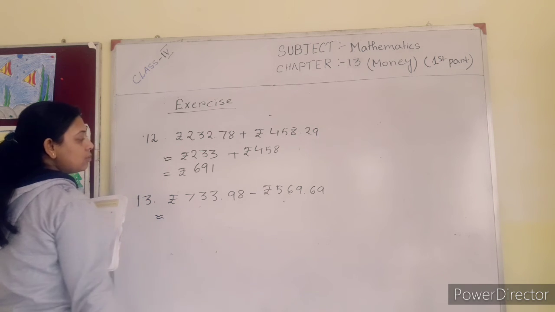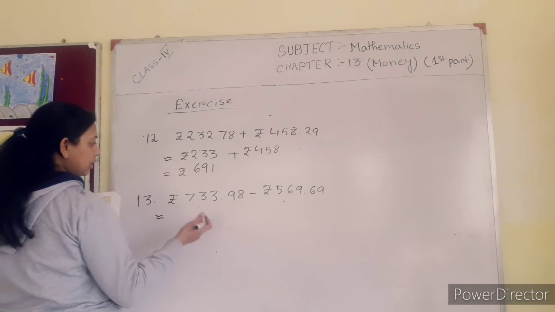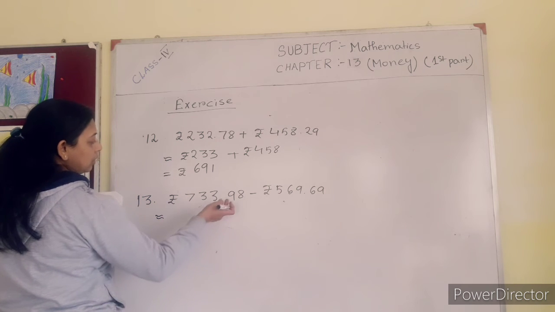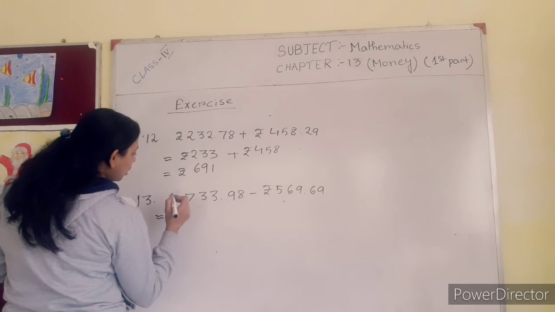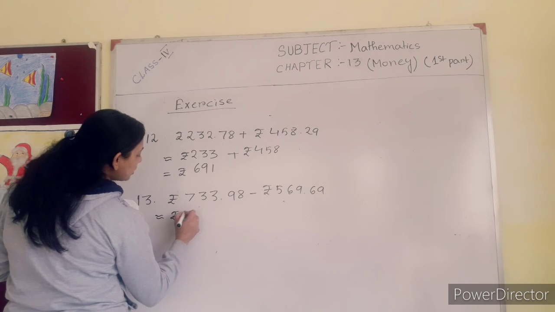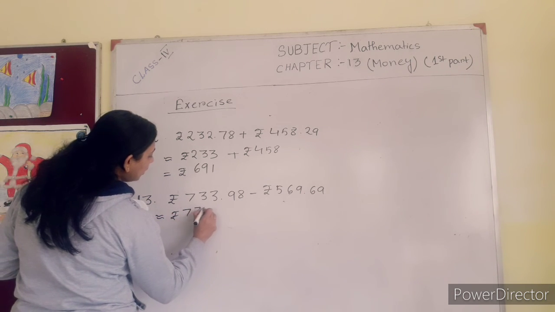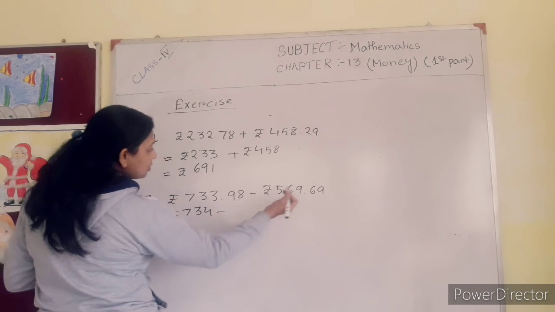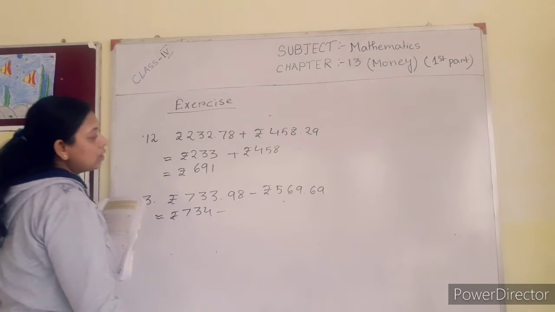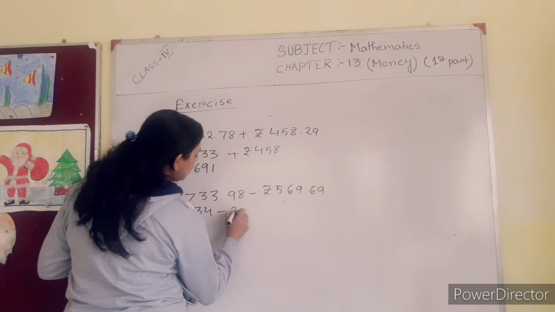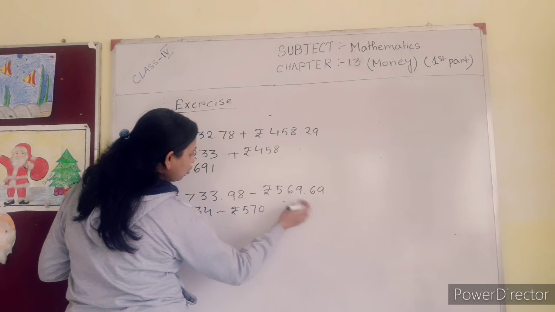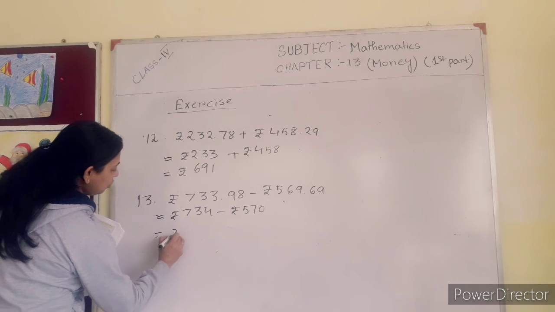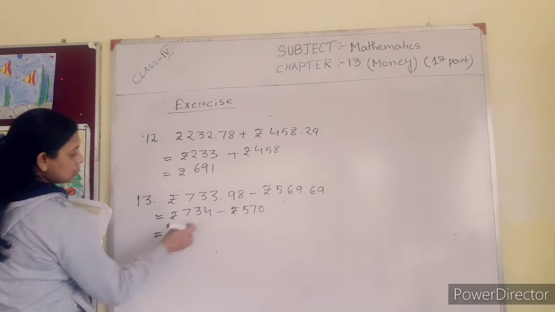98 paisa is more than 50, so you have to add 1 rupee with this amount. So the answer is 734. 69 is more than 50, so your answer is rupees 570. You have to add 1 rupee with this amount. So subtract this amount.